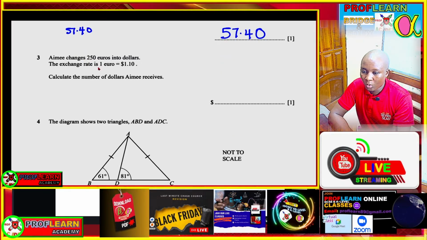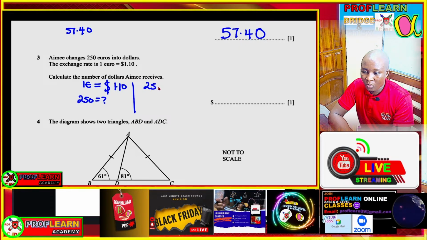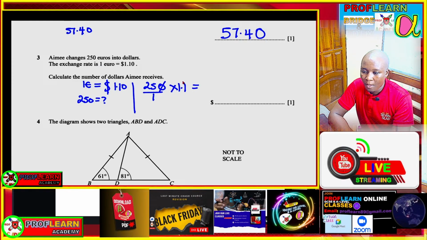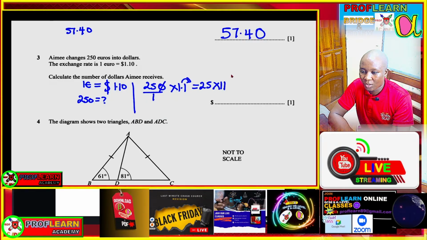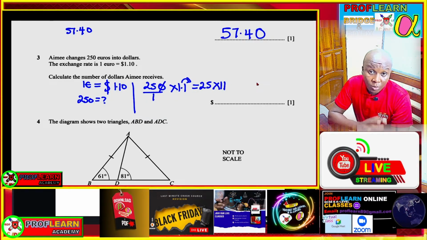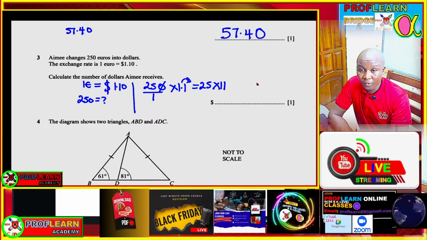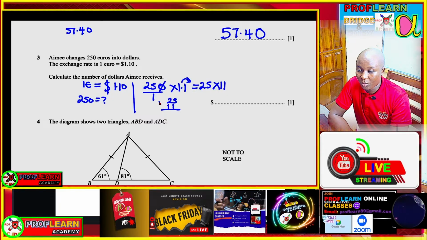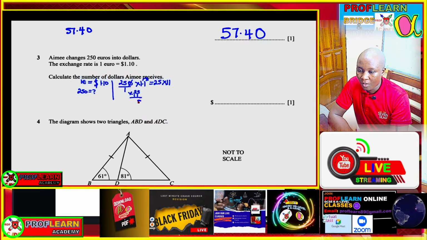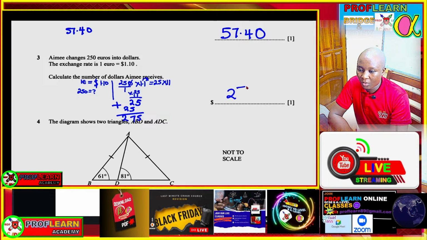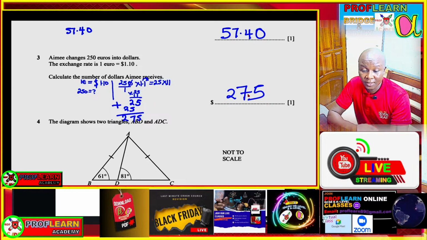We also have a question to do with conversion. We are told that €1 is equal to $1.1. How many dollars do we have in 250 euros? Then we do cross multiplication here. 10 is going to cancel with the decimal that we have in 1.1, and then we shall remain with 25 times 11. Of course we can arrange that way: 1 times 5 will be 5, 1 times 2 will be 2, then 1 times 5 again. Then we add these together and we get 275 as the final answer.